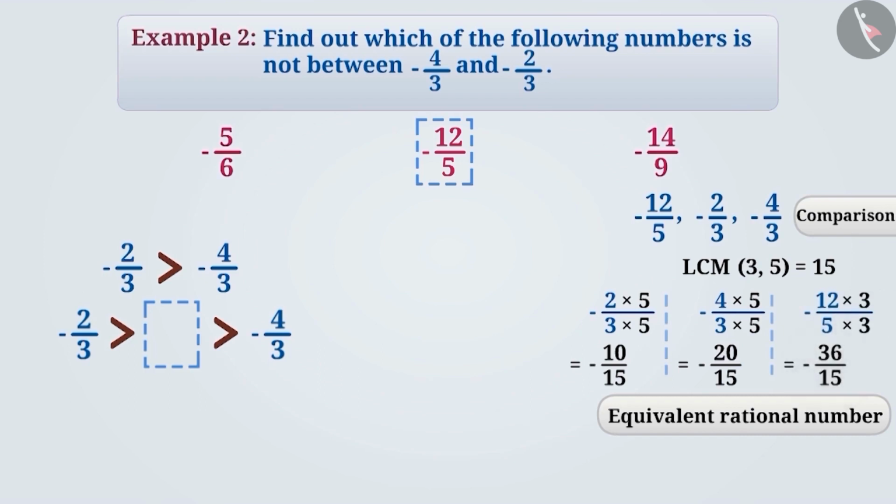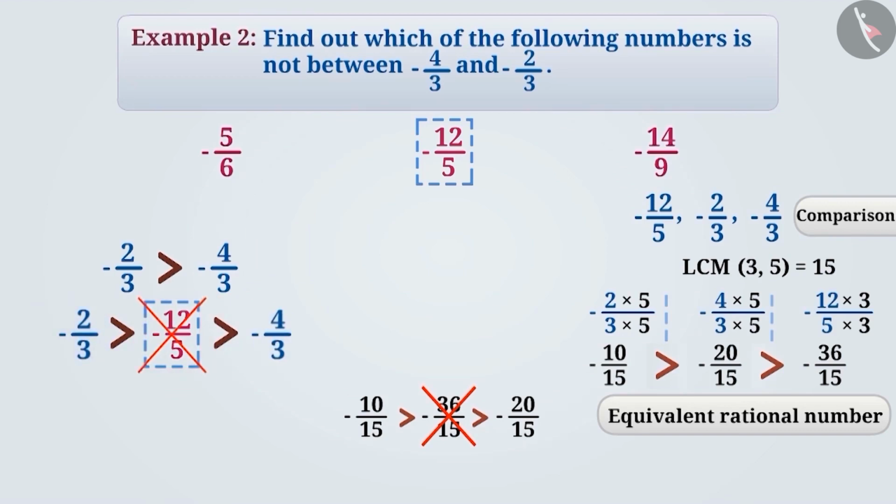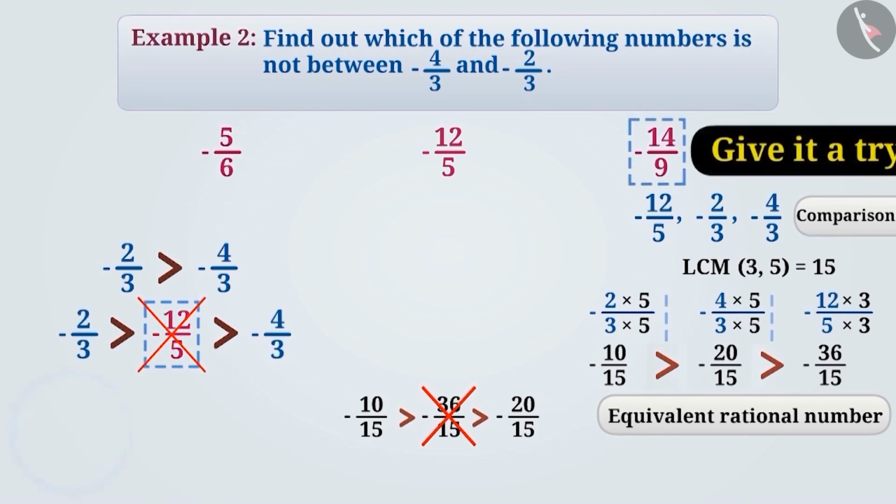Since minus 36 by 15 is smaller than minus 20 by 15, and minus 20 by 15 is smaller than minus 10 by 15, minus 36 by 15 won't come between minus 20 by 15 and minus 10 by 15. That is, minus 12 by 5 is not a rational number between minus 2 by 3 and minus 4 by 3. In the same way, can you find out whether minus 14 by 9 falls between these two rational numbers or not? Give it a try.